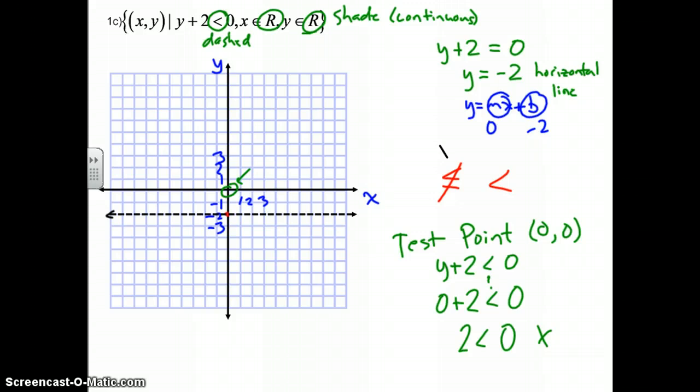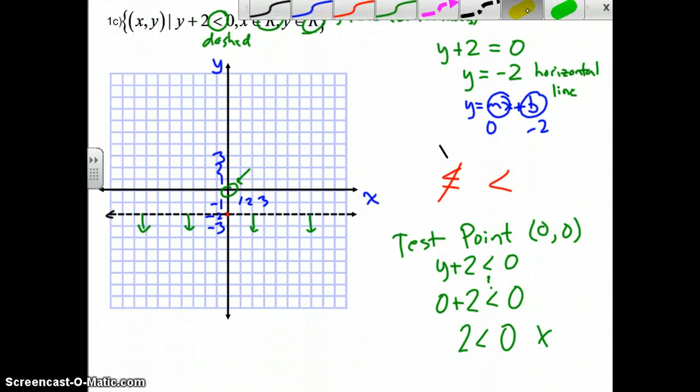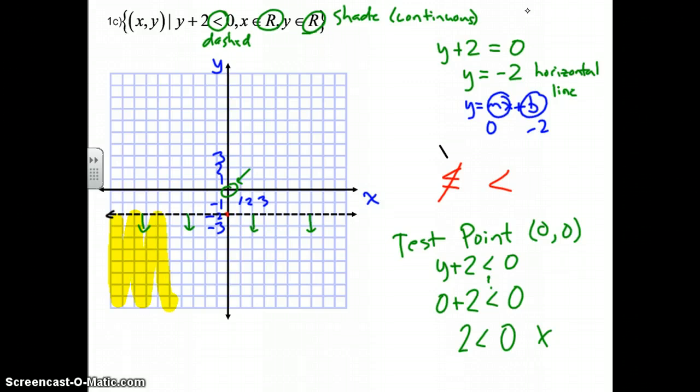So our solution is this area below the line. We could mark that with arrows pointing downward to indicate that that's our solution set. Or, it'd be better to shade in that area. We can shade it in and not just use dots because this is the real number set. So our solution set to this inequality is everything below that line.